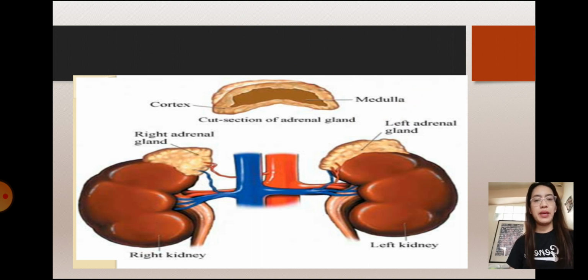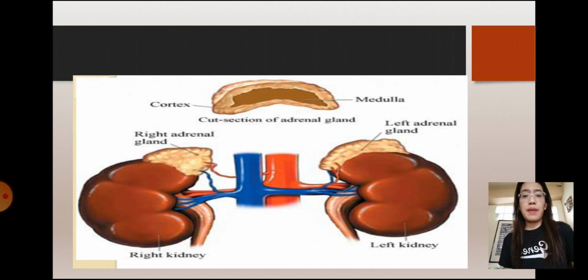Mga catecholamines. Catecholamines, ano yung mga yan? Catecholamines will be your epinephrine, ang ibang pangalan niya adrenaline. We also have norepinephrine, ang ibang pangalan niyan, noradrenaline. So, basically, if we're talking about medulla or catecholamines, ang na-i-stimulate natin dyan is your sympathetic nervous system. Okay? So, fight or flight, yung mga magiging manifestation mo kapag may problema tayo sa ating medulla.